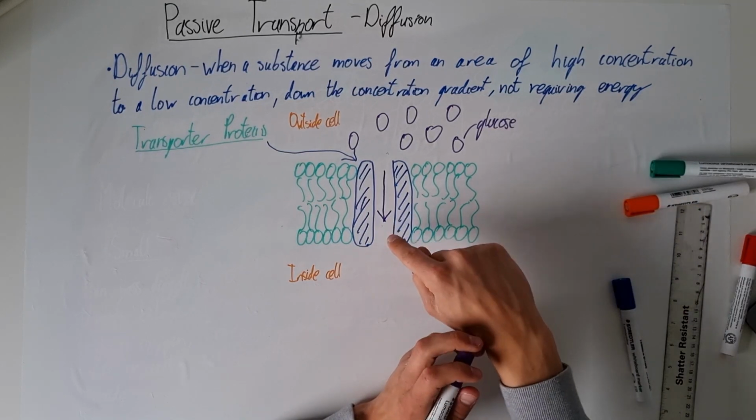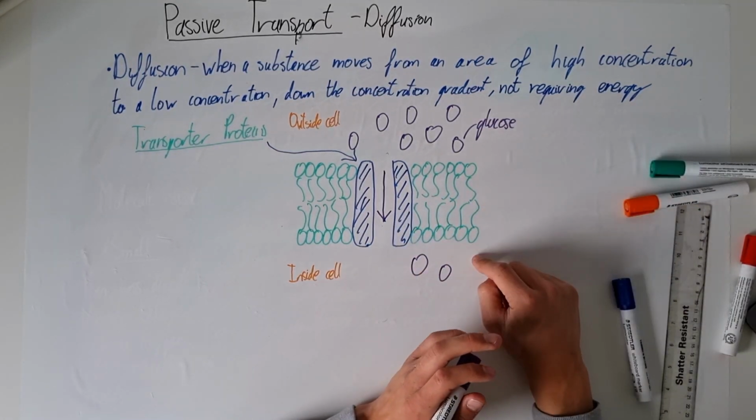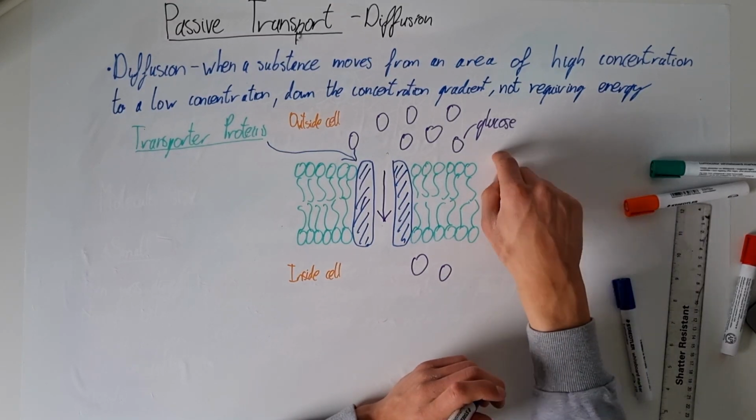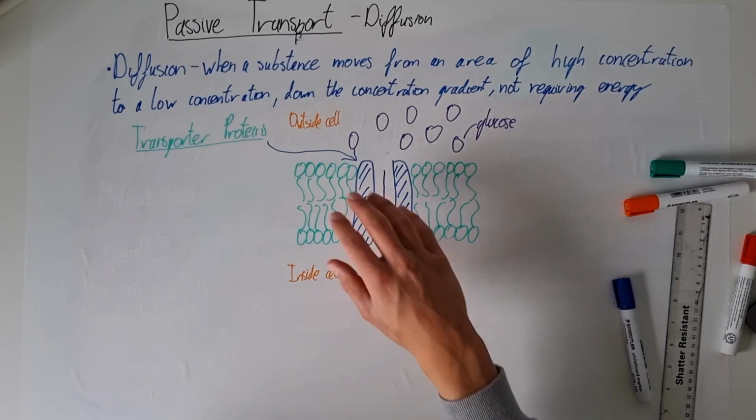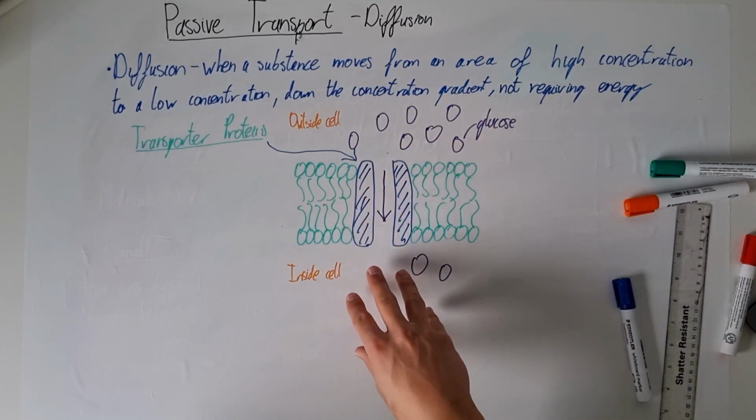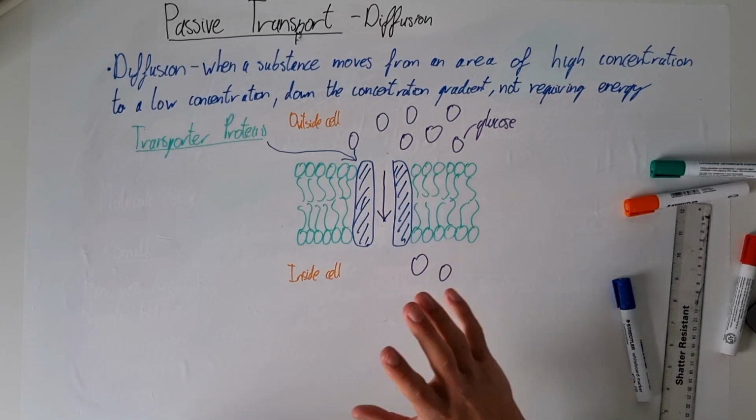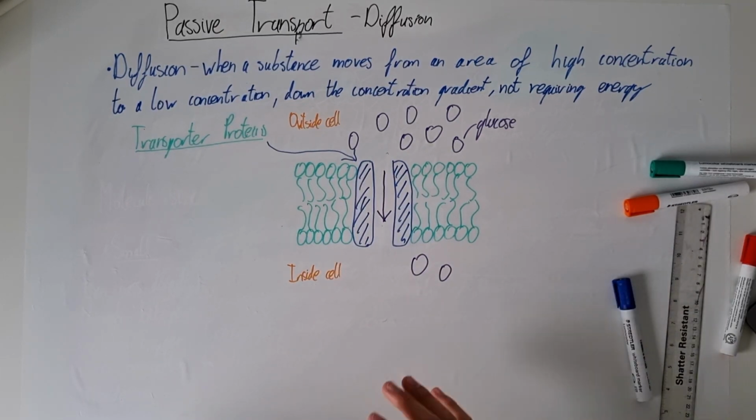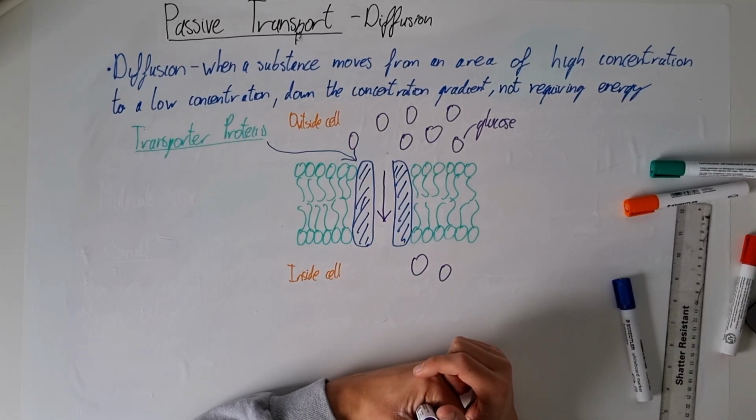So this would be a glucose transporter protein that allows for diffusion outside to inside, or it could be inside to outside depending on what the concentration is. For example, if the concentration was a lot larger on the inside than the outside, then we would have diffusion going from the inside to the outside. But anyway, that is the end of this lesson. Hopefully you know all about passive transport and diffusion and how transporter proteins work, and I'll see you in the next one. Thanks for watching.